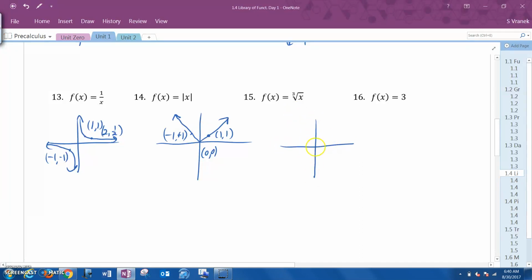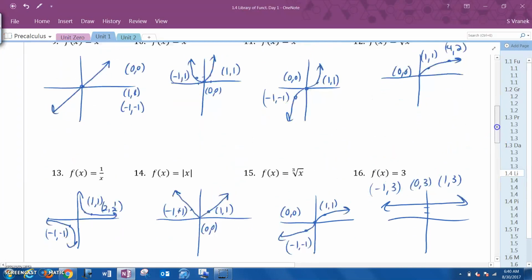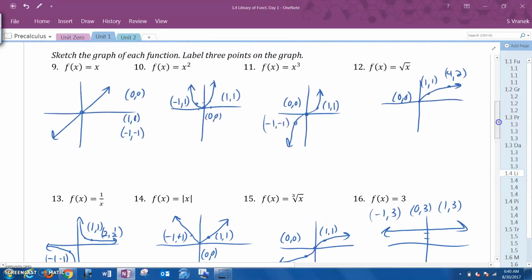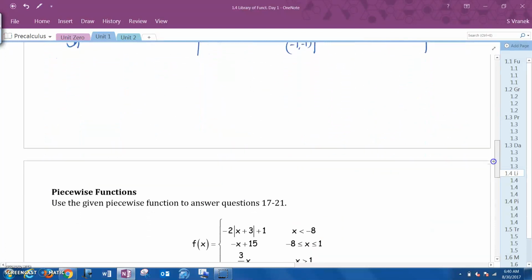The cube root is the sideways cube, so it's kind of like doing the square root both ways. And I have a 0, 0 here, a 1, 1 here, and again our negative 1, negative 1, because it doesn't flip up. And then y equals 3. Well, that's just a line. So that means that no matter what x you have, the value is 3. That's why it's called a constant function. Okay, so those are our library of functions. Again, you can pause the screen and look at them if you need to. And then I'm going to move on to piecewise.